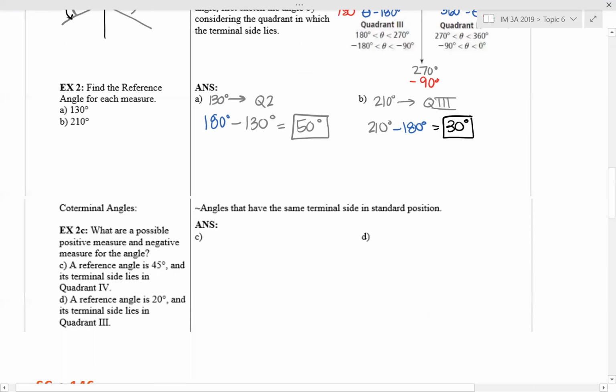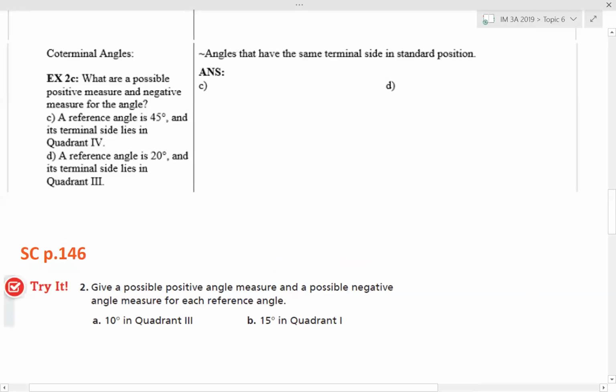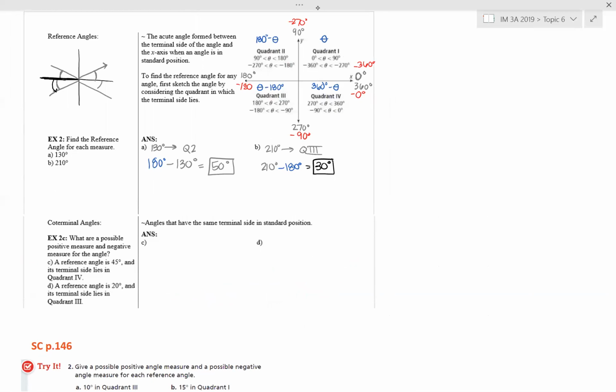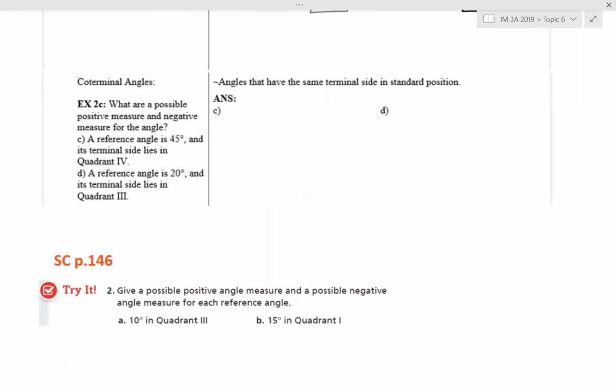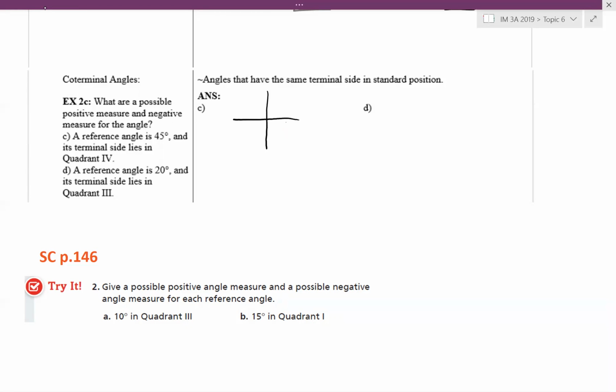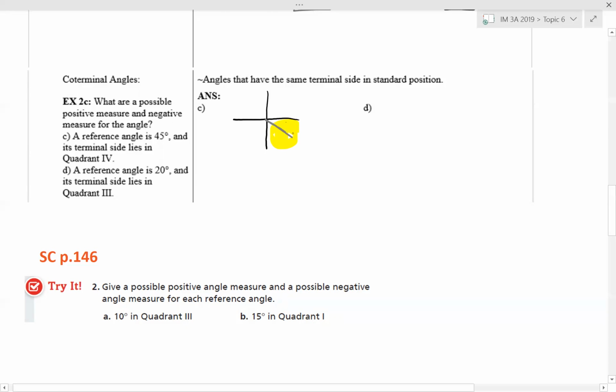Coterminal angles are two angles that have the same terminal side in standard position. What we're going to talk about is that I can find positive and negative angles that have the same reference angle. This is why we looked at the values being positive or negative. We're going to look at the positive first and then talk about how we can find the negative angle. So if a reference angle is 45 degrees and the terminal side lies in quadrant 4, we're going to draw a picture. I have an angle in standard position in quadrant 4, over here, and the reference angle is 45 degrees. So the terminal side here gives me a 45 degree angle there.